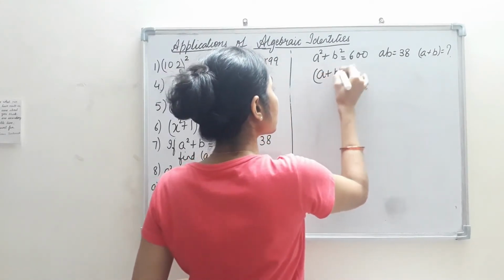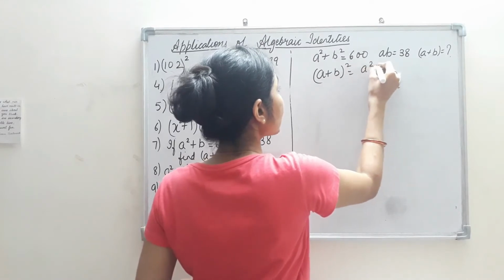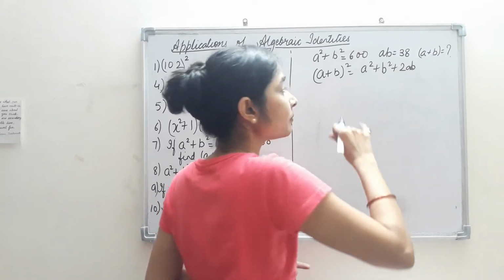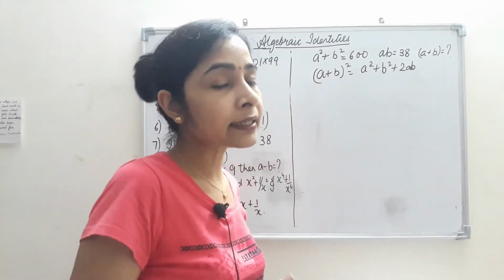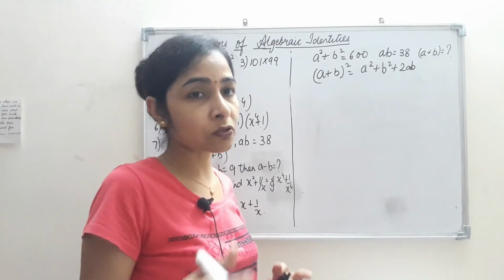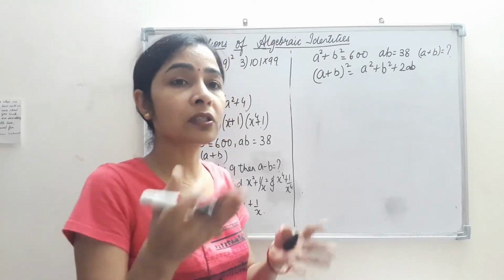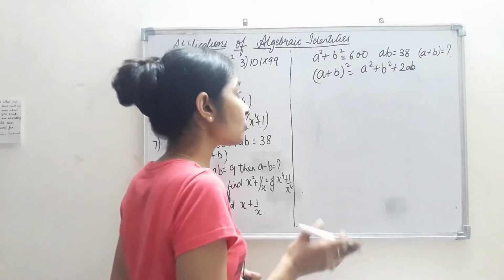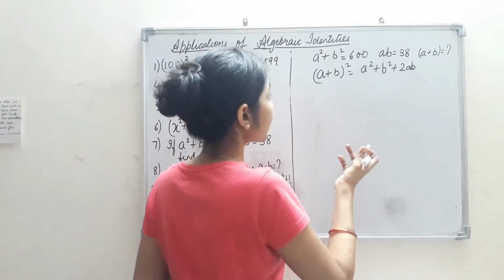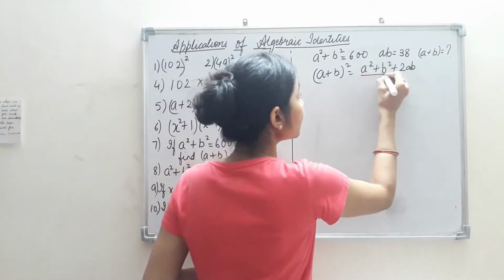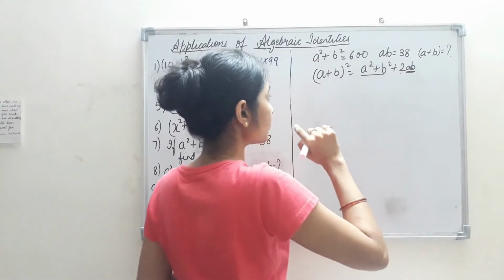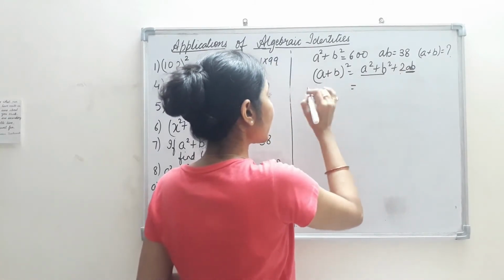a plus b whole square is equal to a square plus b square plus 2ab. Now generally we write 2ab in between, but wherever we write it does not make any difference, as you have already studied about the commutative and associative property, that 2 plus 3 or 3 plus 2 gives the same answer. So we can write this 2ab in the end also. Now which values are we given? We are given the value of a plus b, a square plus b square, and ab also. So we will just substitute those values and we will get the value of a plus b.